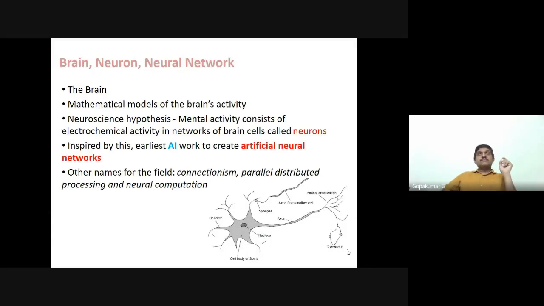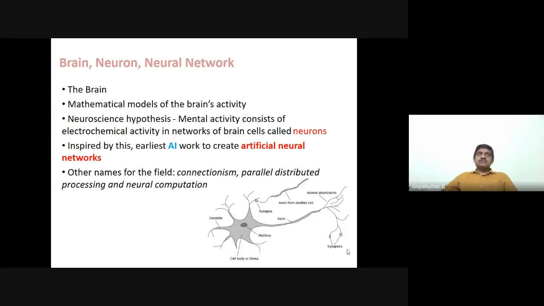People have always been fascinated by the human brain, and still are. It's not cracked, even with a small percentage, but research is still going on into how to simulate and mathematically model how the human brain really works. So these are mathematical models of the brain's activity. You might have already studied that all living organisms are made up of living cells. Similarly, the human brain is made up of living cells called neurons. And we know that electrochemical activity is what makes the working of the human brain possible.